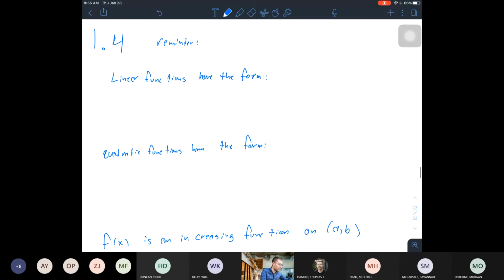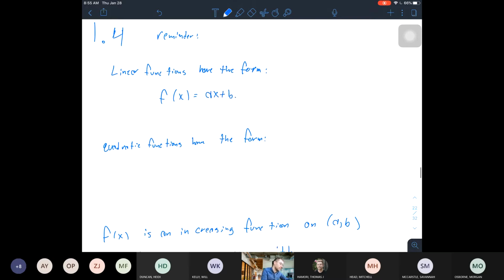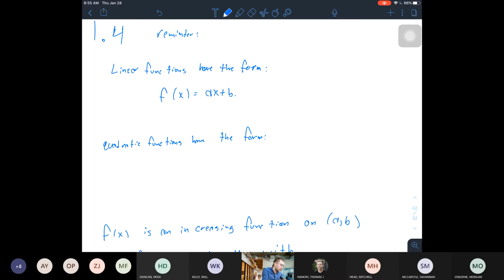So I just want to remind everyone first the form which linear functions take. They'll look like f of x equals ax plus b. And I want to remind everyone that quadratic functions take the form f of x equals ax squared plus bx plus c. And remember here where a and b are numbers. And specifically, a should not be equal to 0.